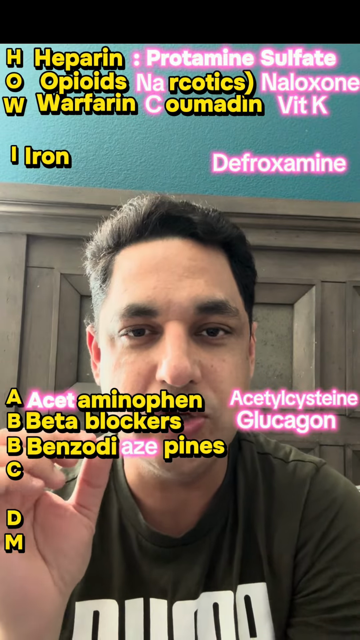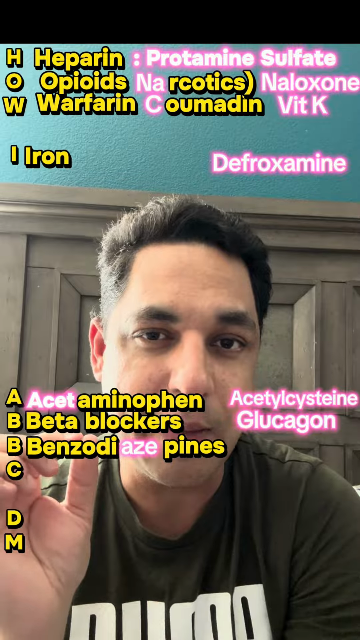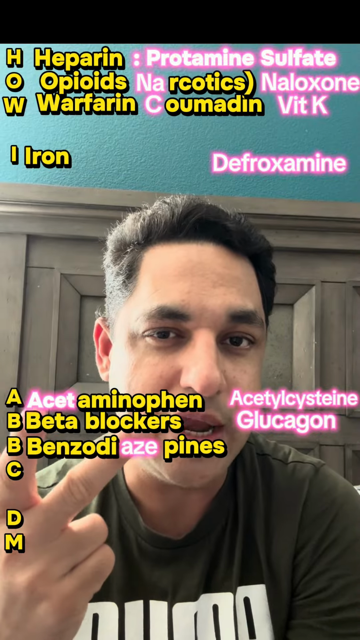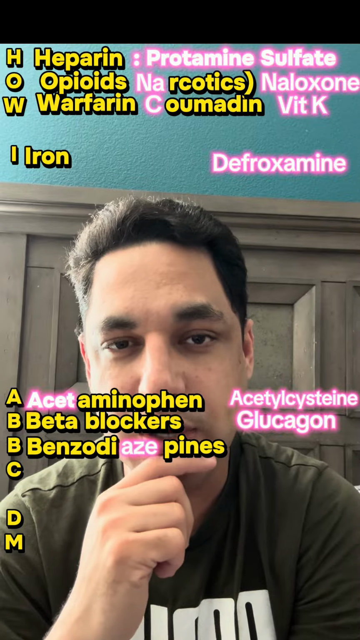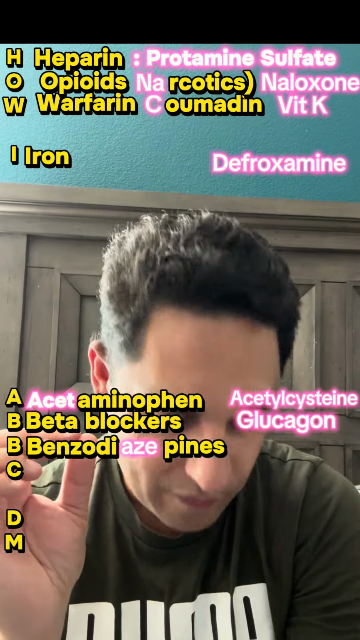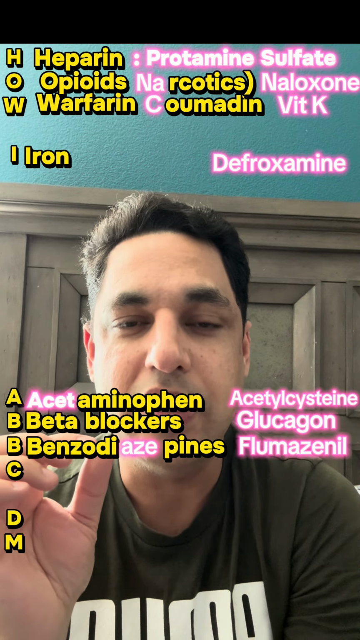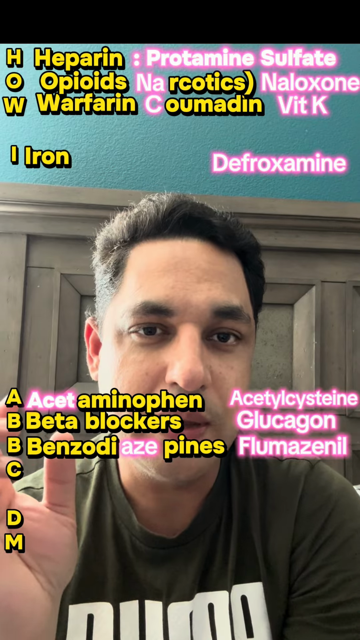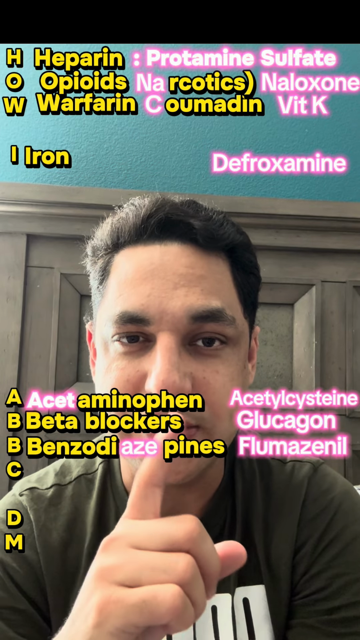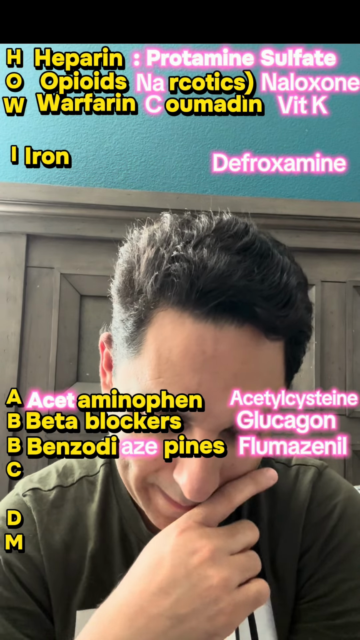Next is benzodiazepine. Mostly benzodiazepine names end with PAM, like clonazepam, lorazepam, or Xanax. Those are your benzodiazepines. And the antidote is flumazenil. The trick to know is benzodiazepine and flumazenil both have AZE, as you can see, AZE, AZE. So that way you will remember that, right?